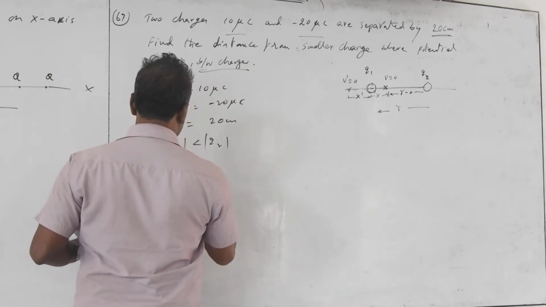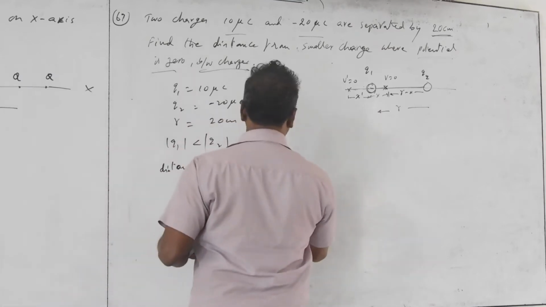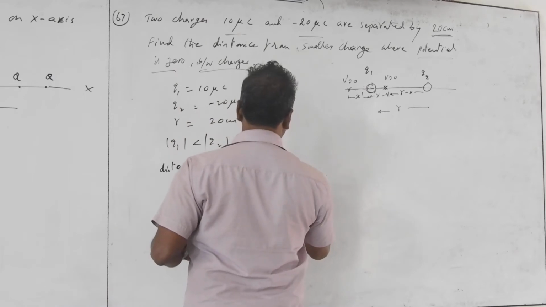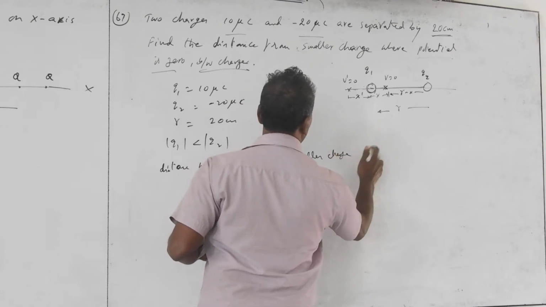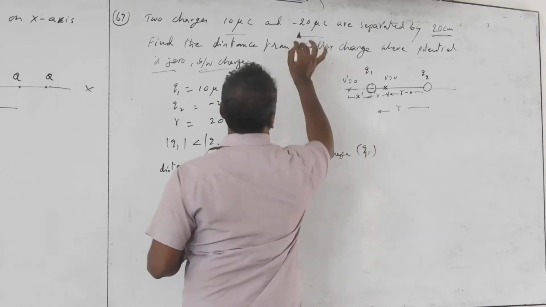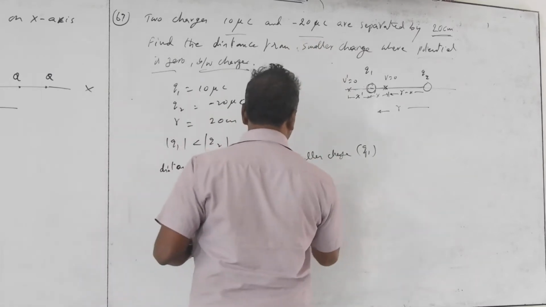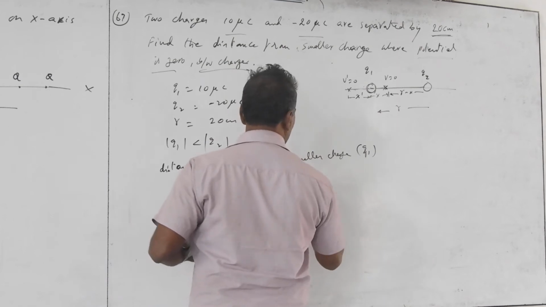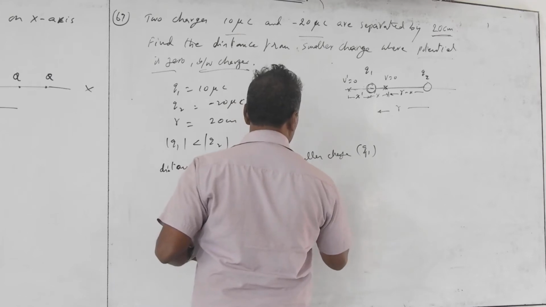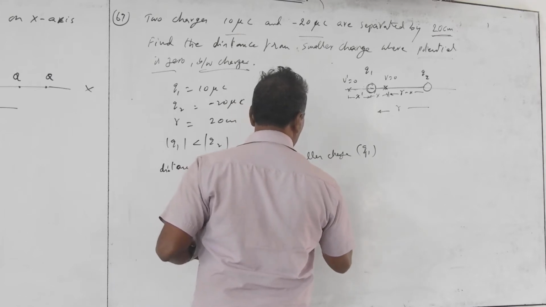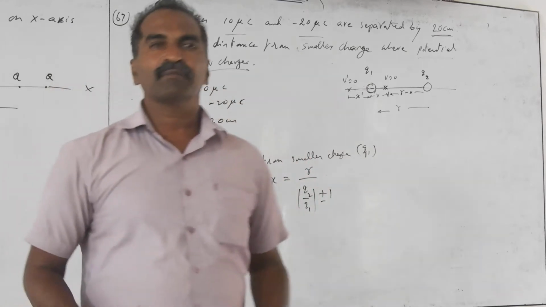Distance where V equal to 0 is from the smaller charge by magnitude, that is Q1. So if they give Q1, Q2 symbols also, make sure that the smaller charge is taken as Q1. But if you are using this form, x is between charges, I will give separately. x equal to R by (Q2 by Q1 plus or minus 1). Plus if you take between, minus if you take outside.